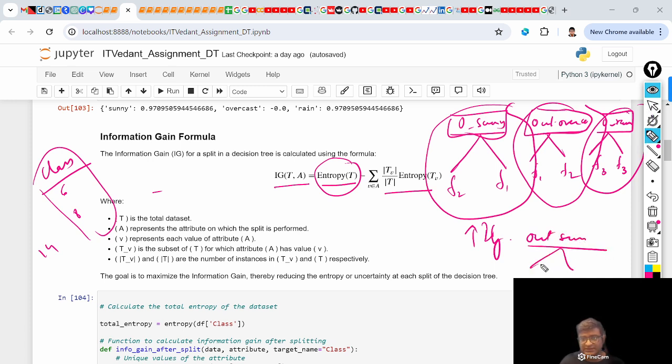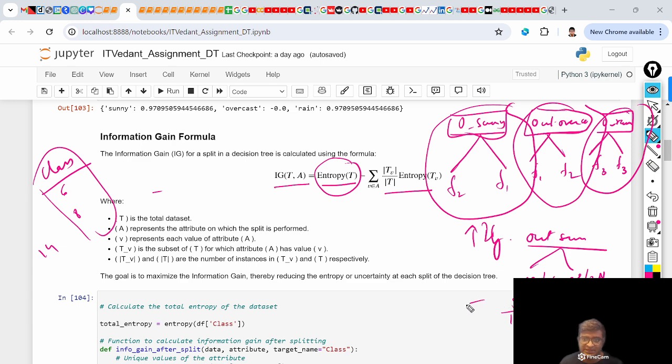If I have, let us say, 5 records with 3 plays and 2 no's, the weight will be 5 by 14, multiplied by the entropy for that particular node. In our case, we have got the entropy of sunny, right? So the entropy of sunny is nothing but 0.97.